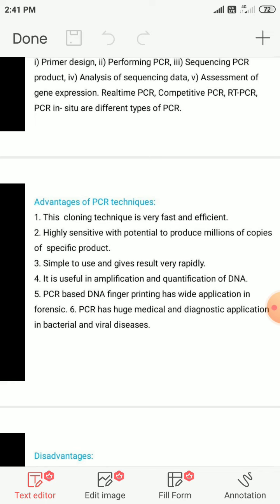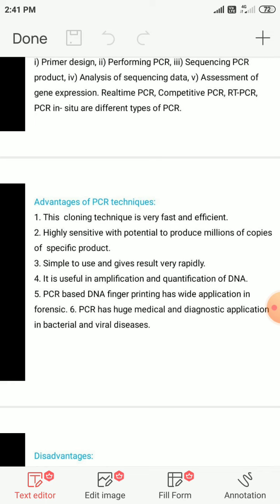Nowadays we are very familiar with COVID-19. If a patient is suffering from COVID-19, the test taken is the RT-PCR technique. With this RT-PCR technique, gene cloning responds very fast. This cloning technique is very fast and efficient. We can directly confirm whether the patient is suffering from the coronavirus with the help of the RT-PCR technique. It is a very fast method.